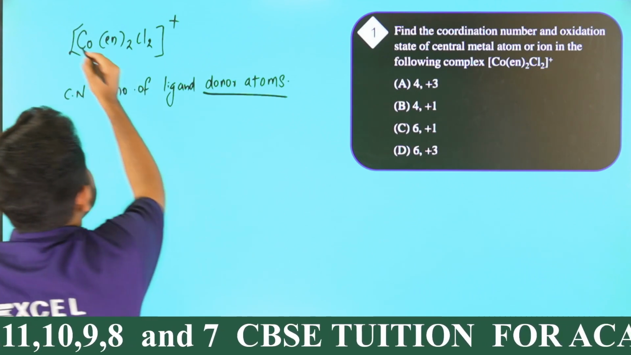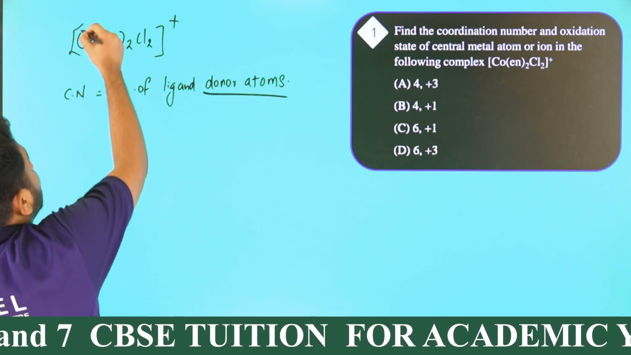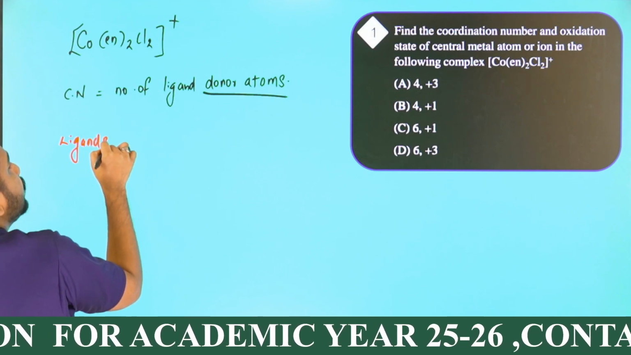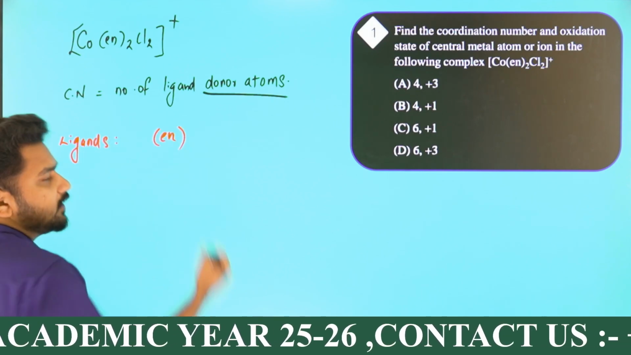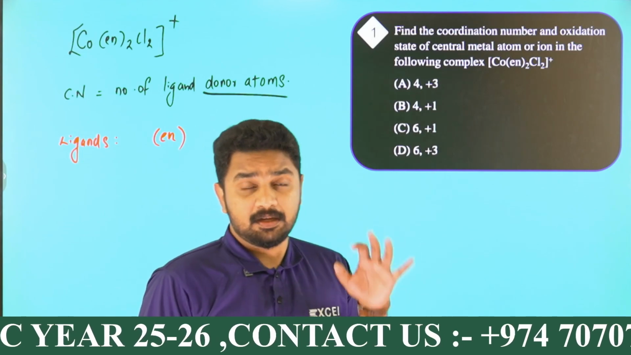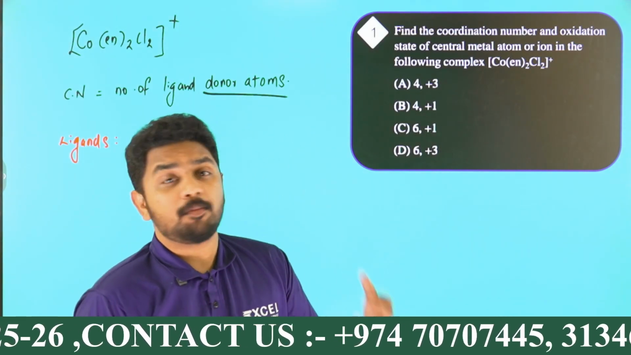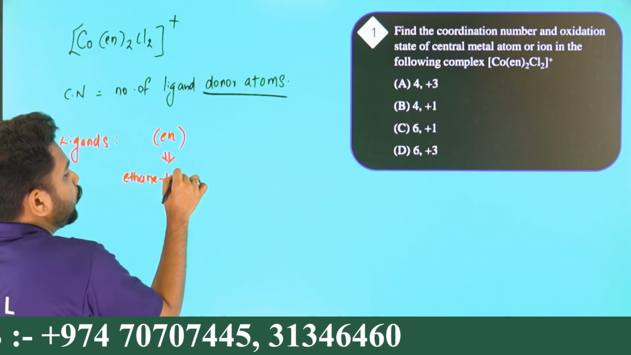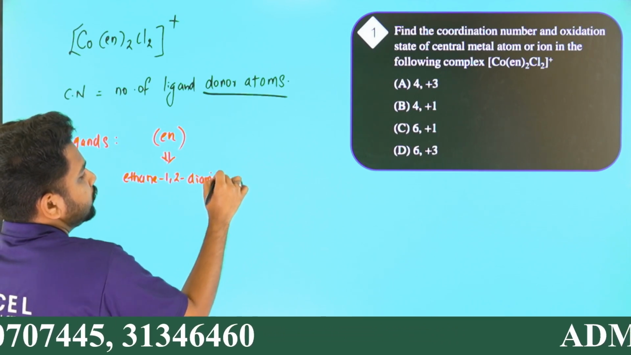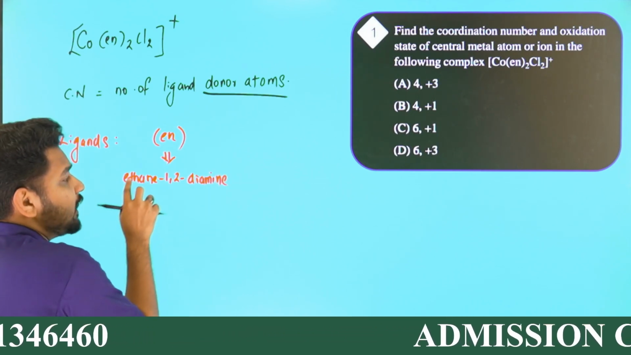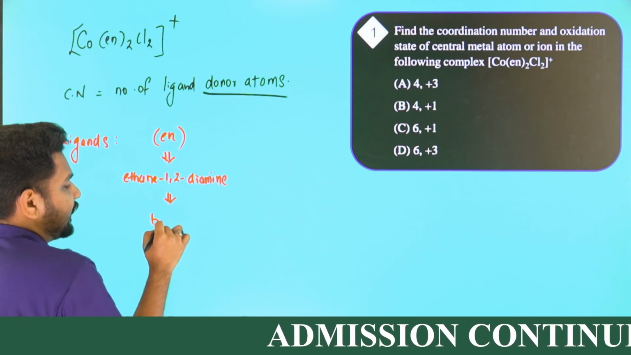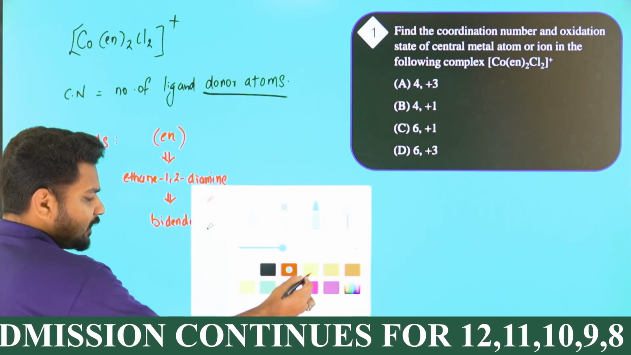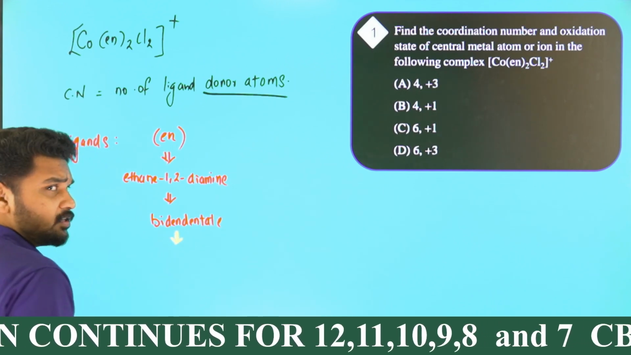So here in this question, cobalt is the central atom. What are the ligands present here? There are two ligands. One is en. You know what en is, right? Ethylene diamine, or you can also call it ethane-1,2-diamine. And ethane-1,2-diamine is a bidentate ligand. What do you mean by bidentate ligand? Bidentate ligands are ligands having two donor atoms.